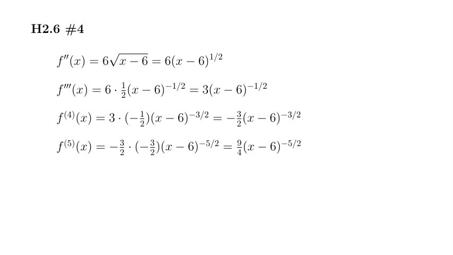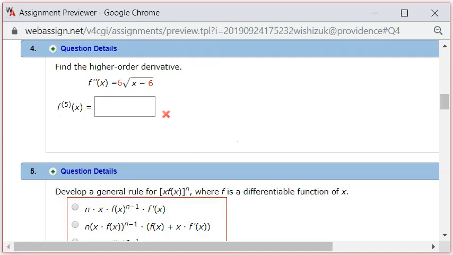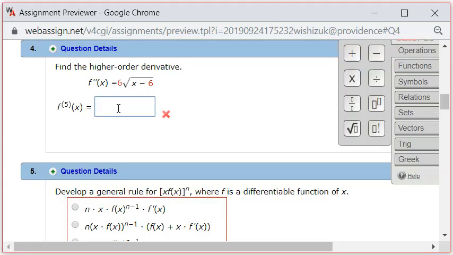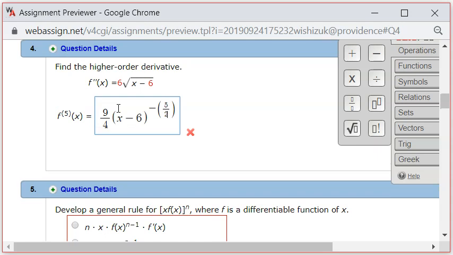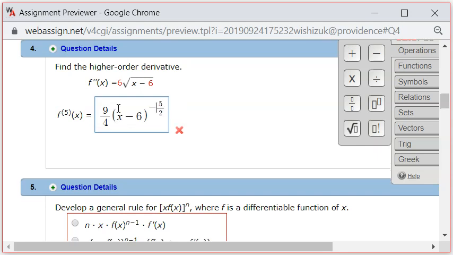Let's type it in. So we got 9/4 and x minus 6 raised to the negative 5/2. I'm going to just get rid of these parentheses. Let's check the answer.